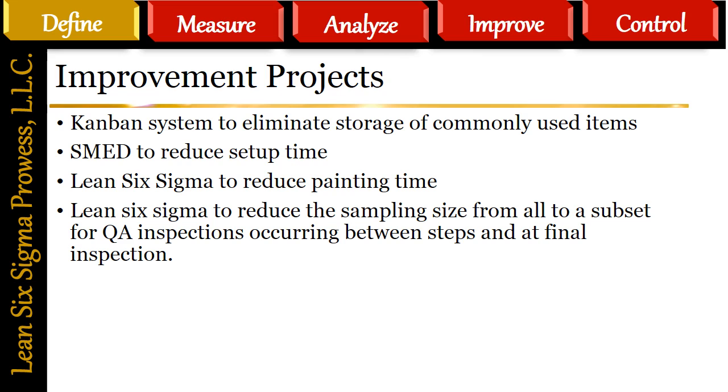After going through the entire list of non-value added activities, the team has identified 4 projects. 1. Kanban system to eliminate storage of commonly used items. 2. SMED to reduce setup time. 3. Lean Six Sigma to reduce painting time. 4. Lean Six Sigma to reduce the sampling size from all to a subset for QA inspections occurring between steps and at final inspection.